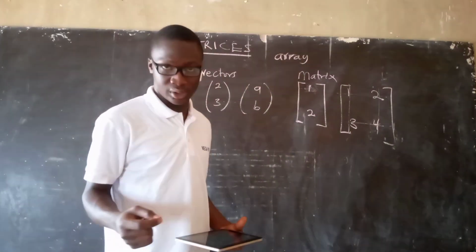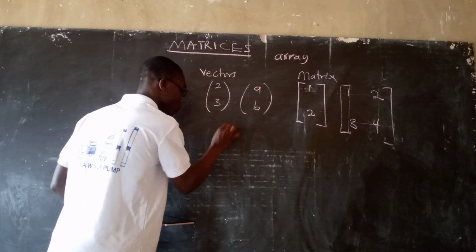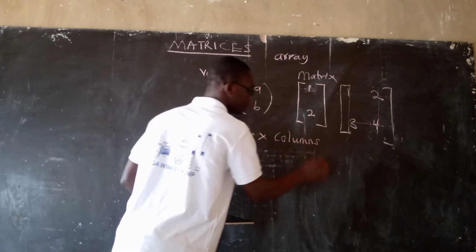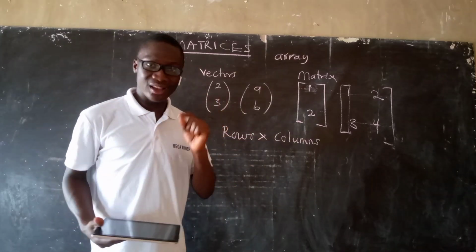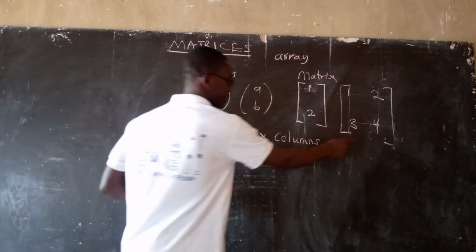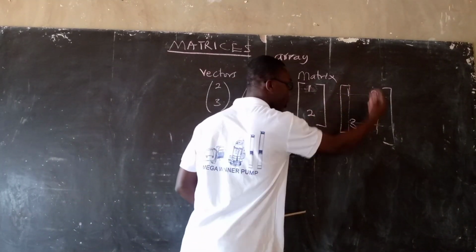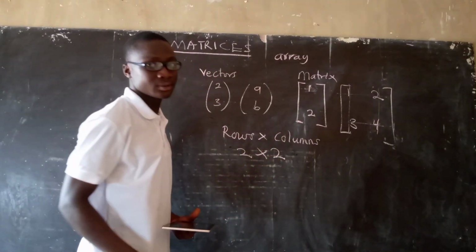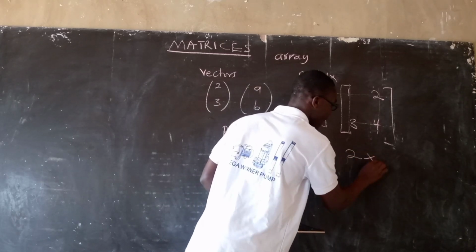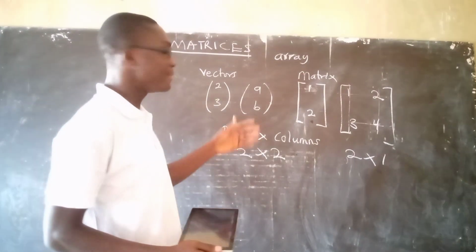And we name the matrix by first mentioning the number of rows, then you also mention the number of columns. So this matrix has 2 rows, so it is 2 by, then it has 2 columns. 2 by 2 matrix. For this one too, it has 2 rows, so it is 2 by, it has 1 column. So 2 by 1 matrix. This is how to name the matrices.